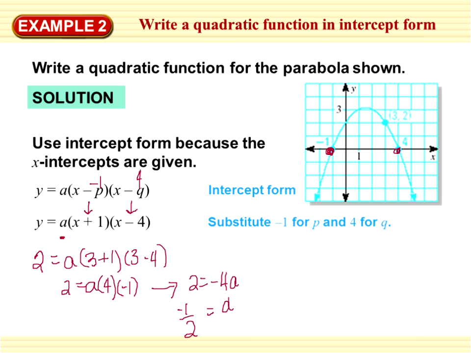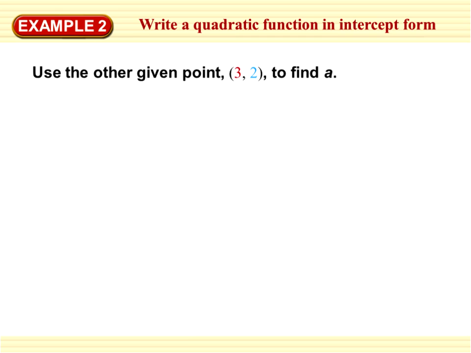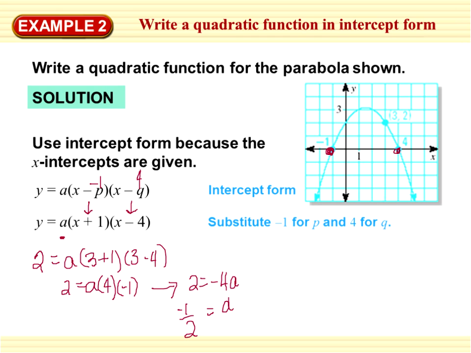So now that we know that a is negative 1/2, we can use this to go ahead and write the quadratic function in intercept form. So here we go. y is equal to negative 1/2, and in parentheses we'll have our x plus 1, and the second set of parentheses we'll have x minus 4. All right, moving right along.